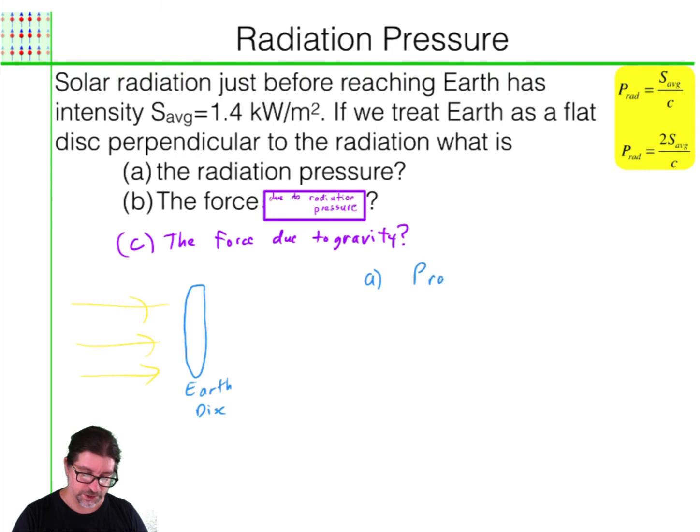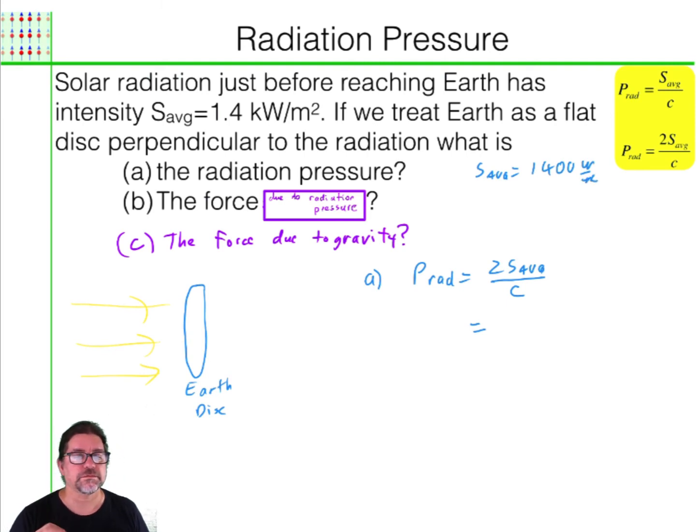The radiation pressure would be 2 times S average over C, and you plug in our S average. So remember, we got that S average. We're given that the intensity is 1.4 watts per square meter. So what is the pressure? I get about 9.33 times 10 to the minus 6 Pascal.